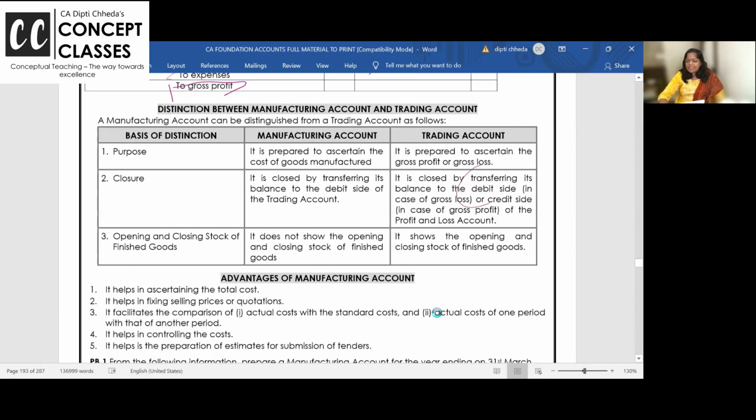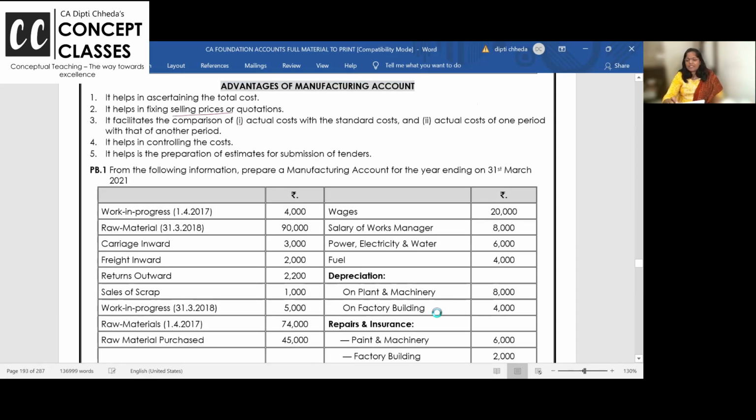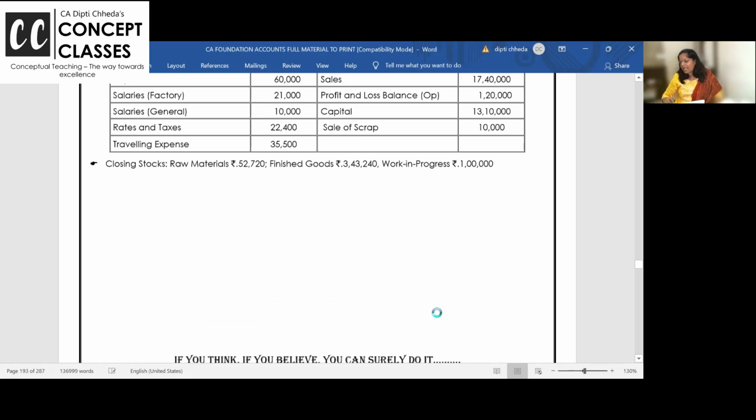Read this theory, please. What is the difference? What is the advantage? You can get to know crystal clear what your cost is. What are your selling prices? You can fix them, you can control the cost. I'll take up all these problems in tomorrow's class.